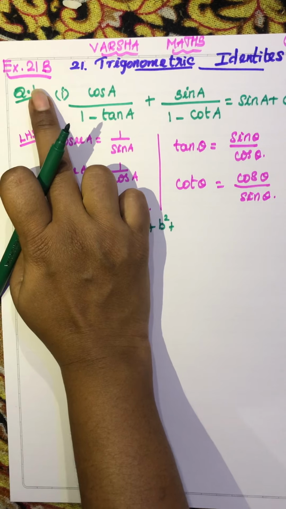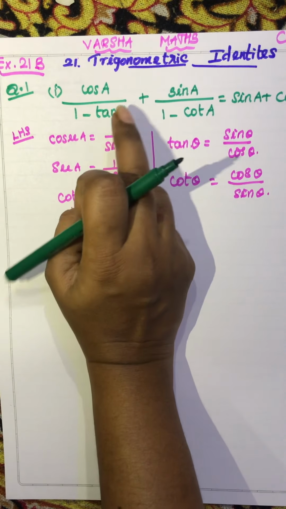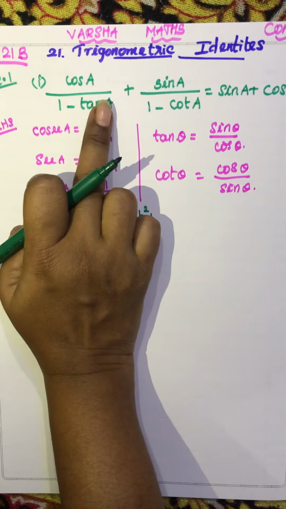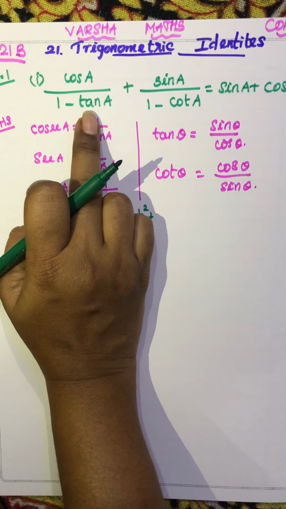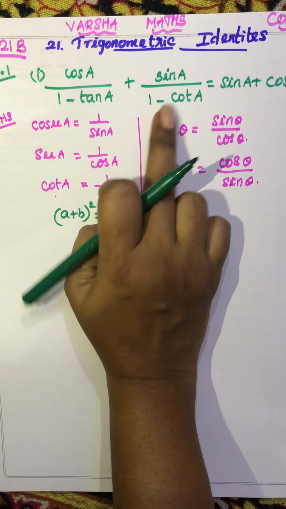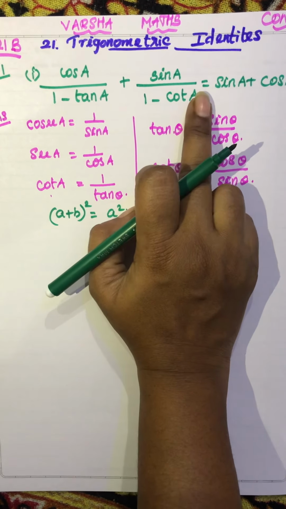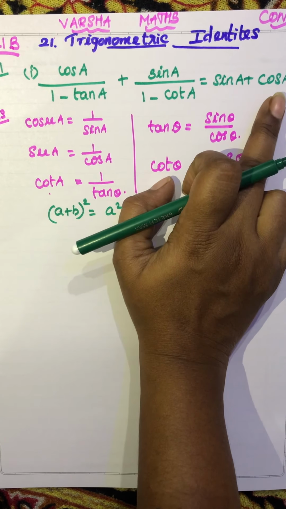Okay, so exercise 21B, trigonometric identities. Question number 1: cos A by 1 minus tan A plus sin A by 1 minus cot A is equal to sin A plus cos A.